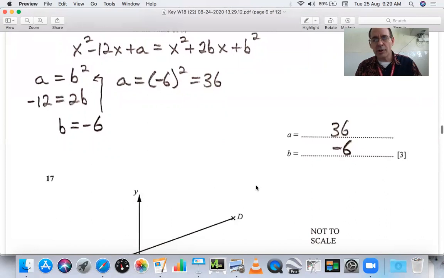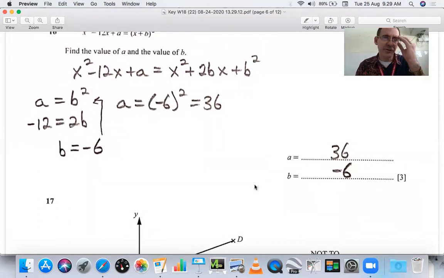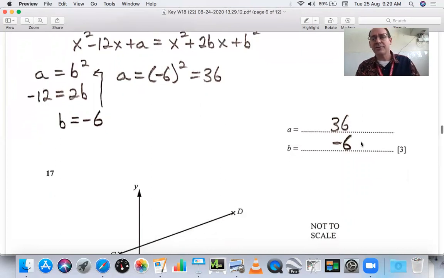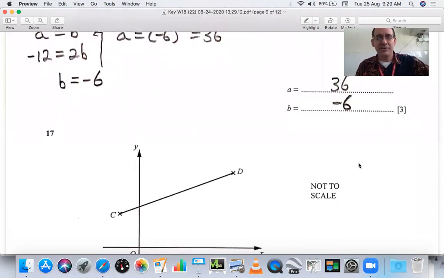So you show good work. Make sure that you show your work so that people can understand what you're doing. So 36 and negative 6 is your answer for that.